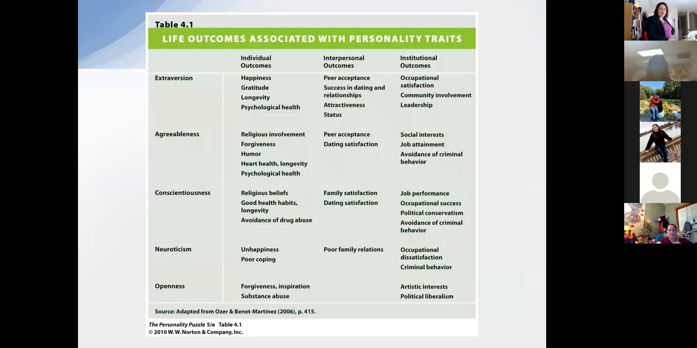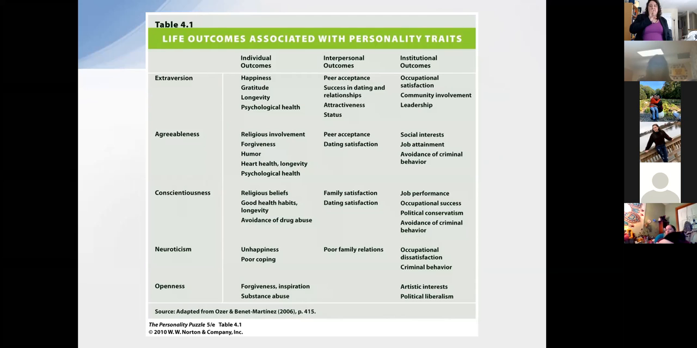These are some of the life outcomes that are associated with different personality traits. So I've already mentioned some of these, right? But it's important to note that there are good ones and there are bad ones for a lot of these. So again, openness generally seems to be great, right? But you could end up with substance abuse, right? You can see there's all kinds of different things that have been researched.